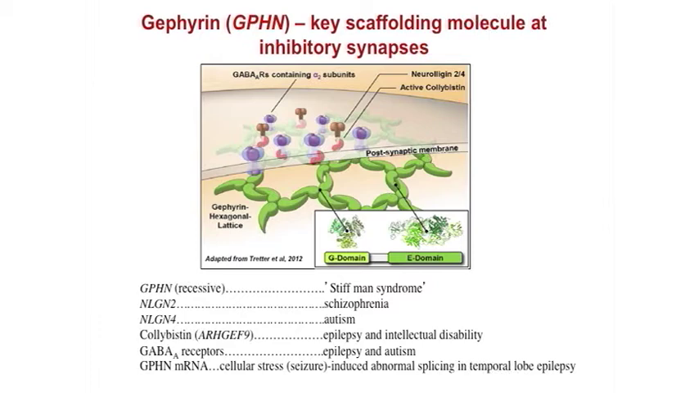It's been known actually in clinical genetics setting that recessive mutations in GPHN cause stiff man syndrome. From genome-wide screens, we see heterozygous deletions in schizophrenia and neuroligin 2, which is one of the binding partners. Neuroligin 4 come up in autism, and the ARHGEF9 in epilepsy and intellectual disability. GABA receptors that are also interacting here in epilepsy and autism. And I'll come back to this at the end of my talk. There's this beautiful study that has shown that, in fact, cellular stress induced by seizures actually can affect the messenger RNA encoded by this gene. So this could be an environmental contributor that's detected, in this case, at the genetic level.